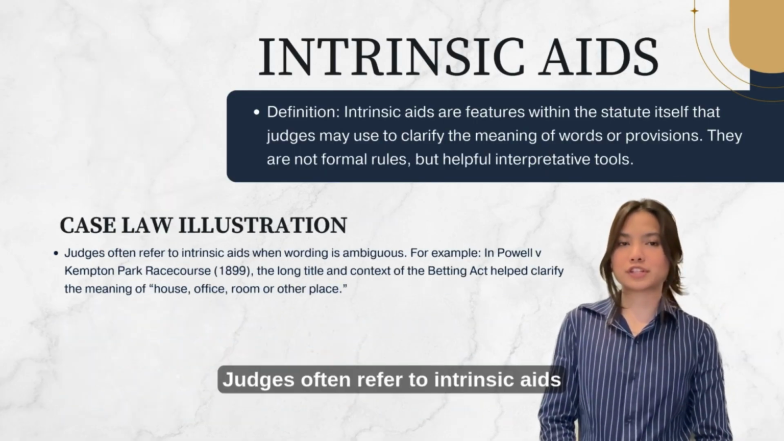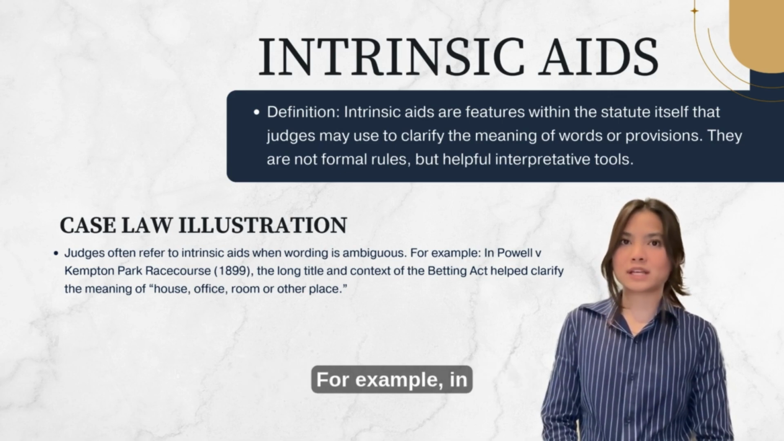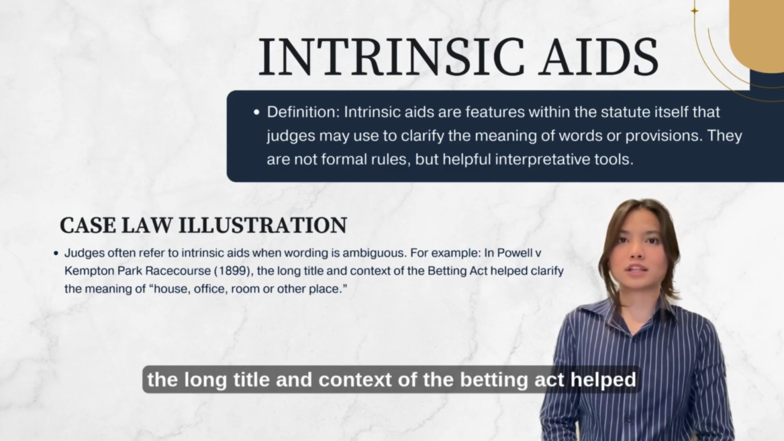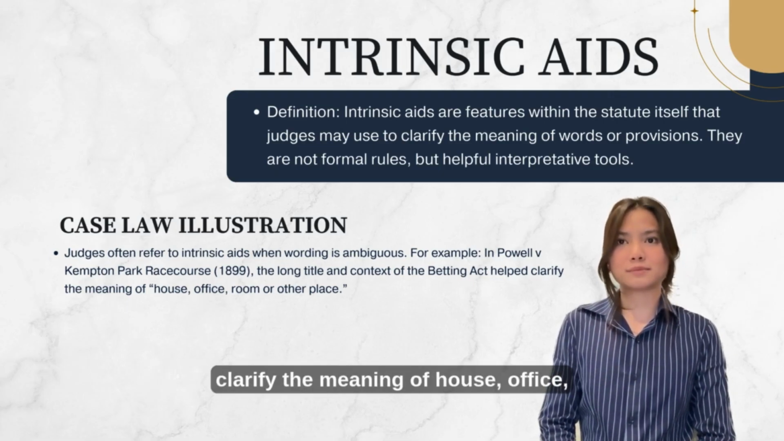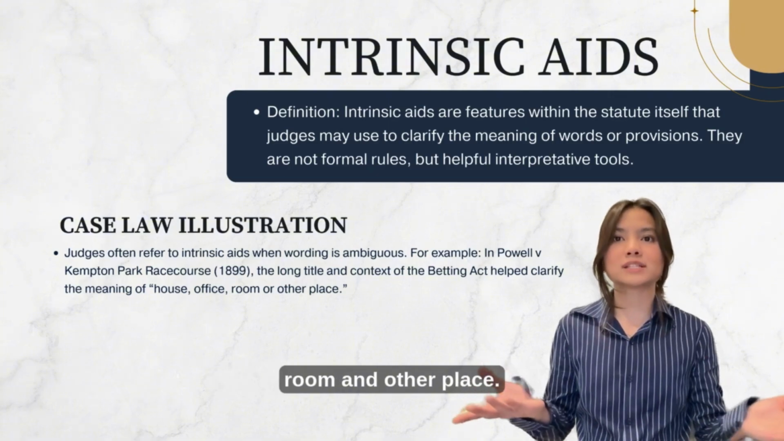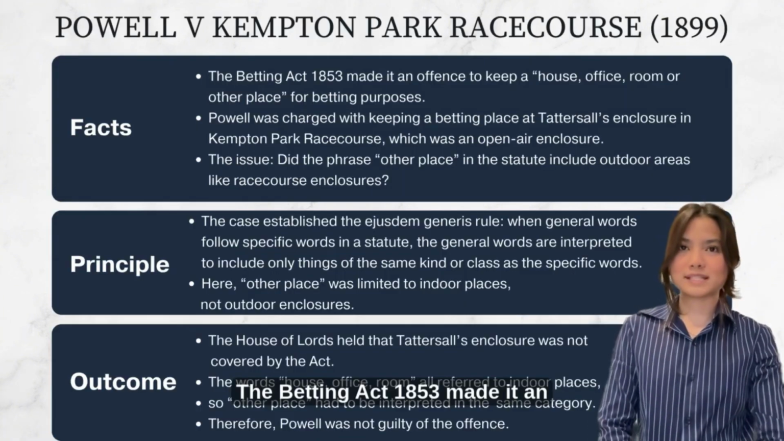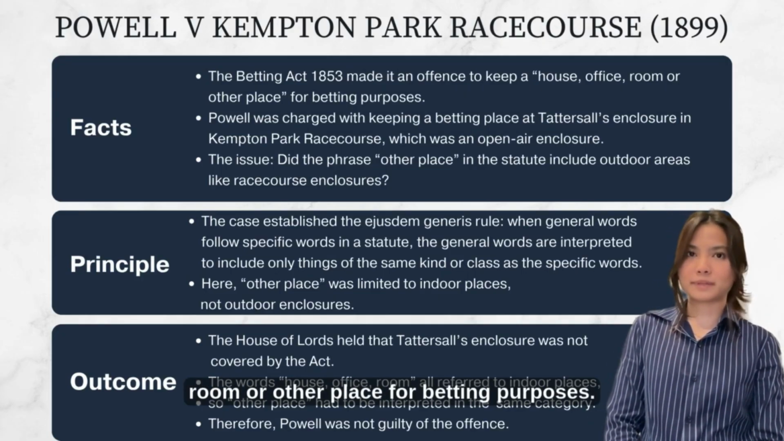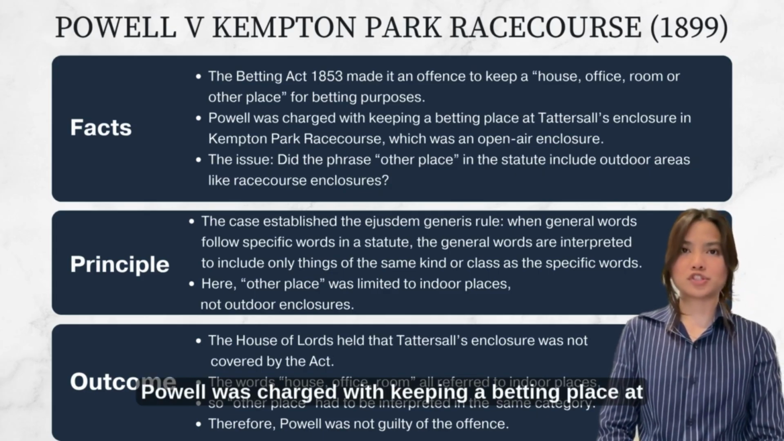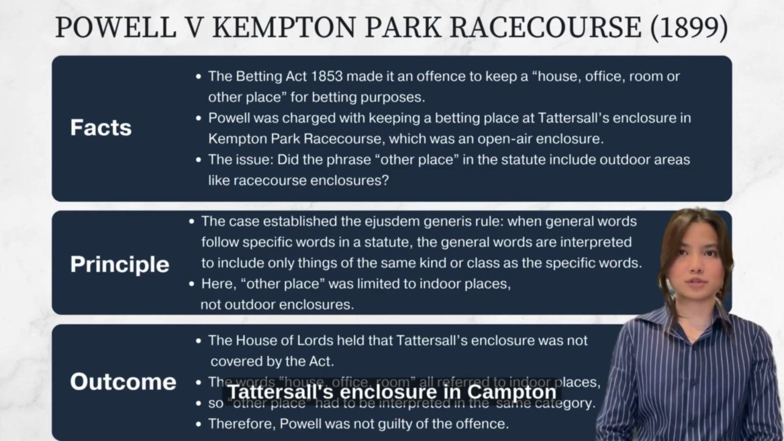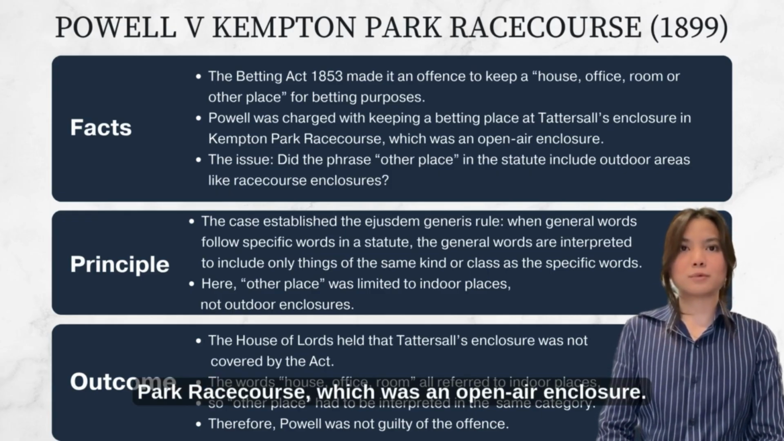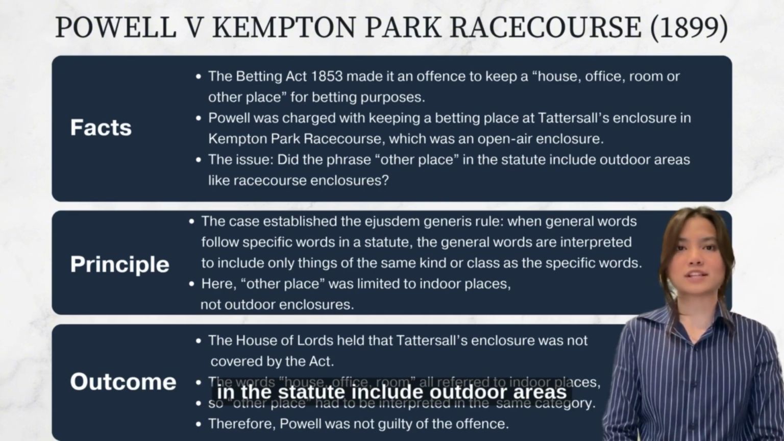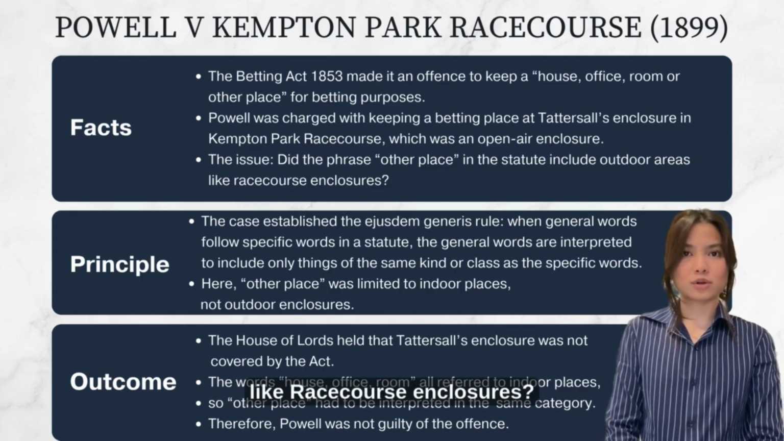Judges often refer to intrinsic aids when wording is ambiguous. For example, in the case of Powell v Kempton Park Racecourse in 1899, the long title and context of the Betting Act helped clarify the meaning of house, office, room, and other place. The Betting Act 1853 made it an offense to keep a house, office, room, or other place for betting purposes. Powell was charged with keeping a betting place at Tattersall's enclosure in Kempton Park Racecourse, which was an open-air enclosure. The issue is, did the phrase other place in the statute include outdoor areas like racecourse enclosures?